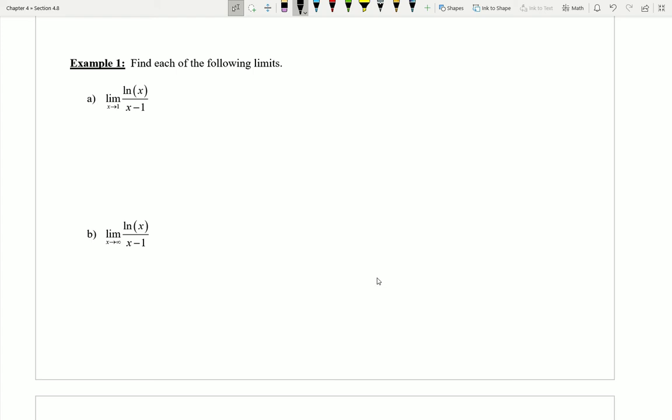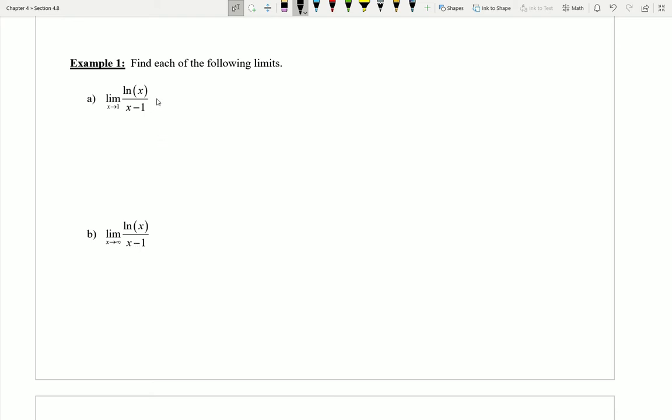So in the last video, we took a look at an extensive proof of a special case for L'Hopital's rule, but now we want to start trying to figure out how exactly we can use it. And so here in example 1, we're going to take a look at those two limits that we used in the opening motivation, and we're going to see how each of these limits could be calculated.